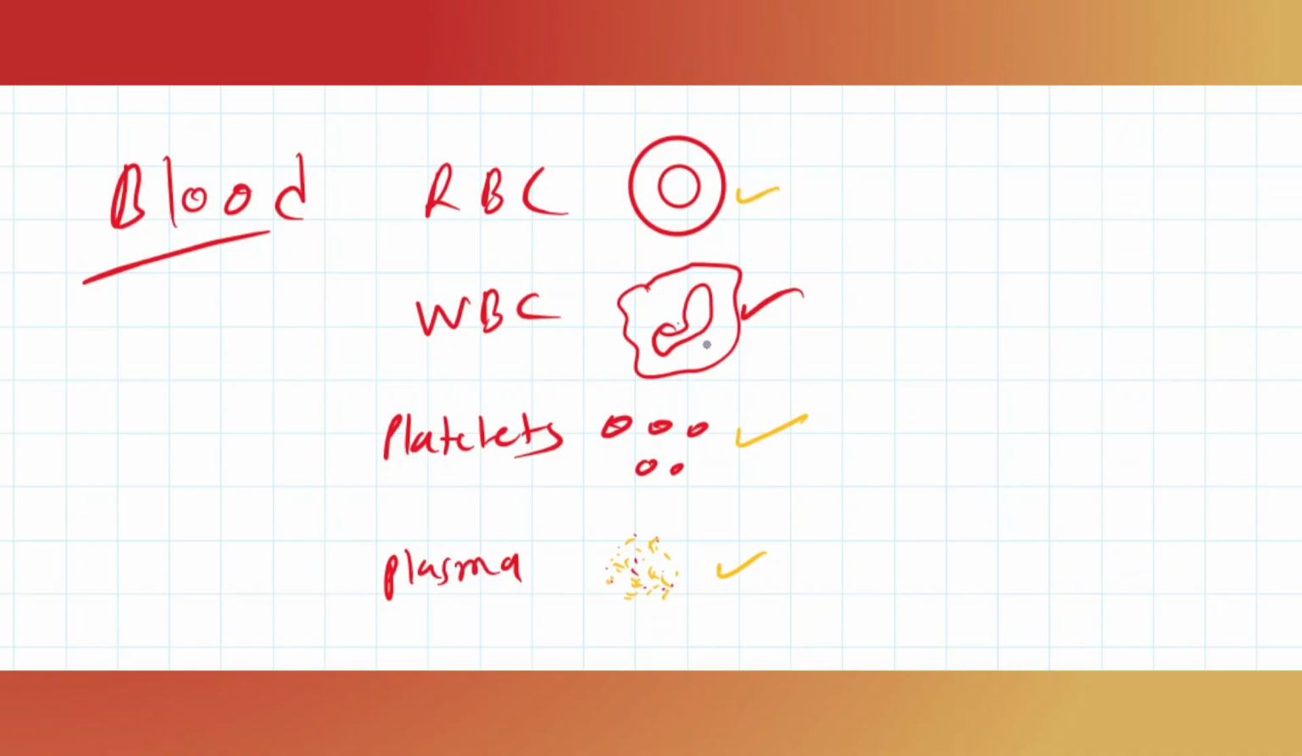These are the white blood cells, which have a nucleus. Remember, red blood cells are biconcave disc shaped and don't have a nucleus, to increase surface area for more absorption of oxygen.